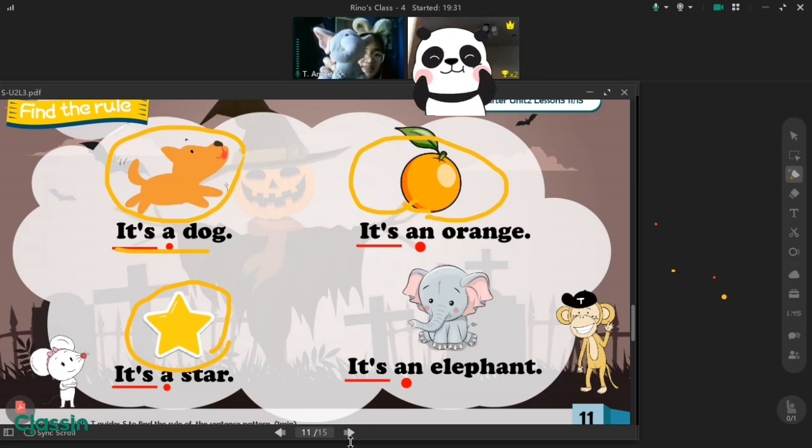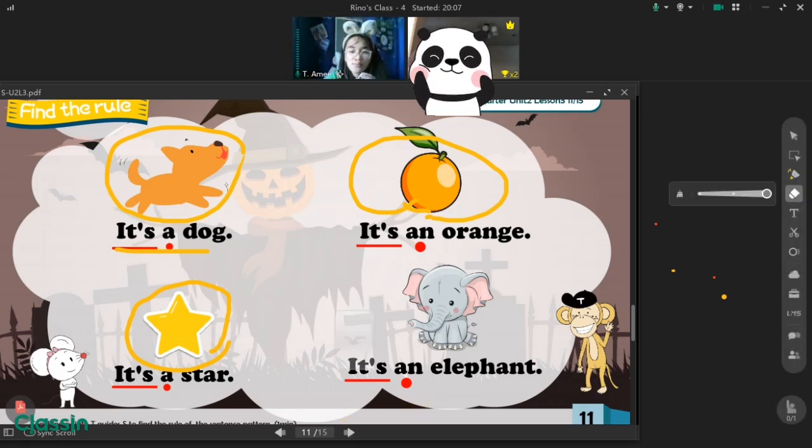What is this? Hey, what's this? Do you know this? Elephant. Yeah. You say it's an elephant. Okay. Very good. It's an elephant. So let's repeat the words, Reno.